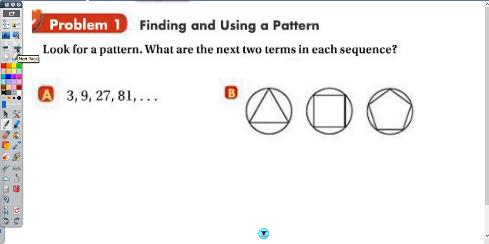So here are numbers and shapes. On your homework, you're going to have numbers. Some of them are kind of hard. Like, you have to look more into them than the obvious. You have to think about it. So these ones are kind of pretty obvious.